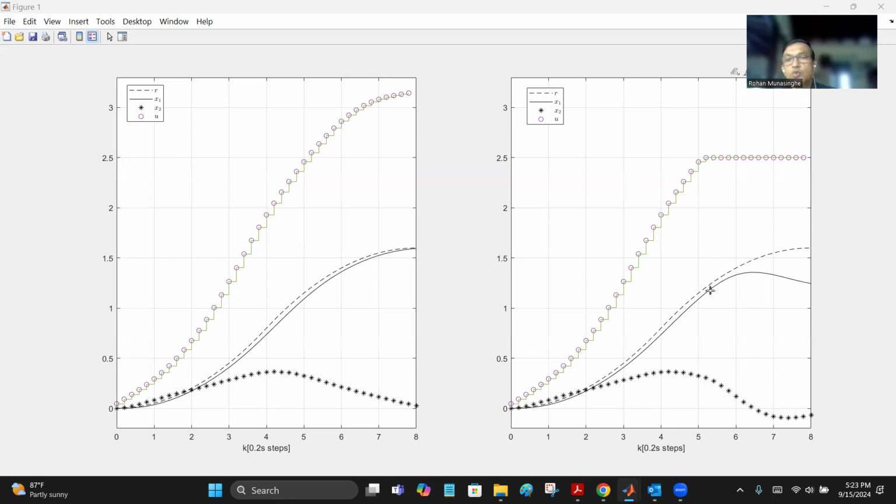What seemed to be very good tracking up to about the 5th second, now the two curves are falling apart. You can see the x1 actual value goes like that, and the reference is like that. There is an error generated there. All right, so this is very interesting.